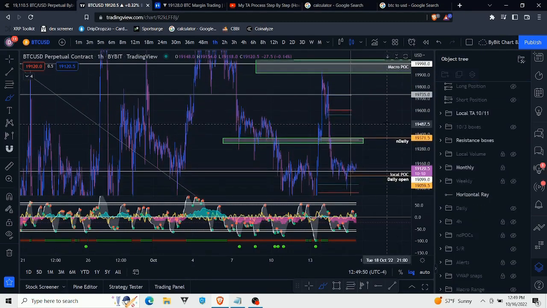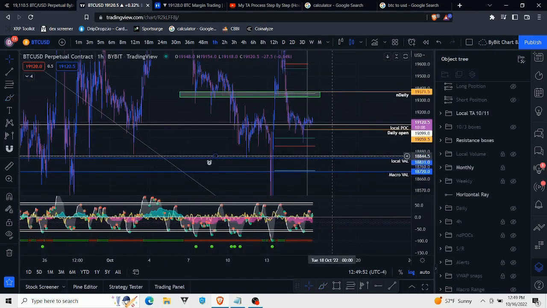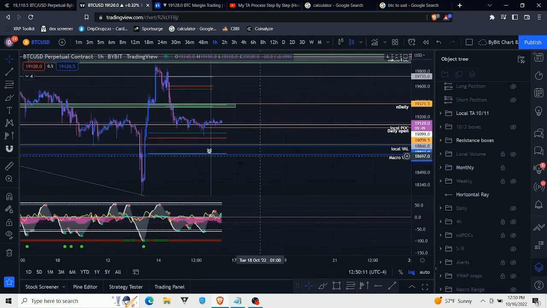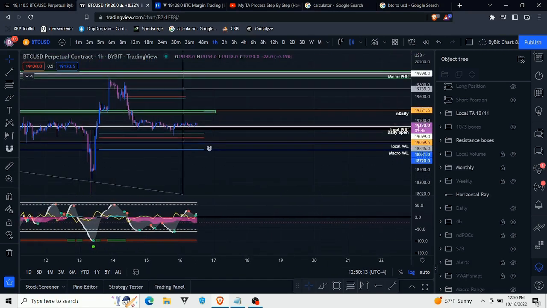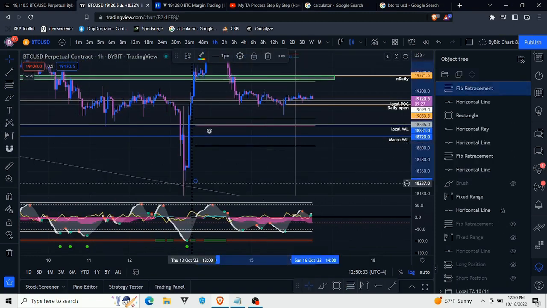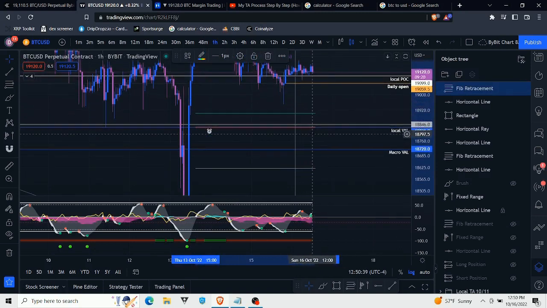And as for the levels to the downside, the levels that I would look for support, we do have the local value area low right below us. If we lose the local point of control, I'd expect us to come down to the local value area low. And we also do have a golden pocket right here. If you take it from this wick right down here, you can see that the 0.65 fib level lines up pretty much perfectly with this local value area low.